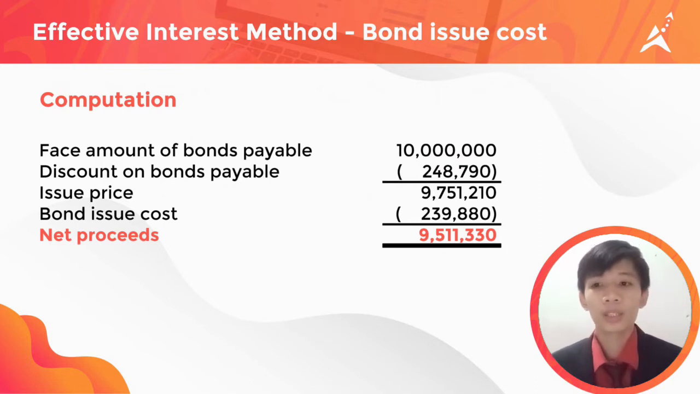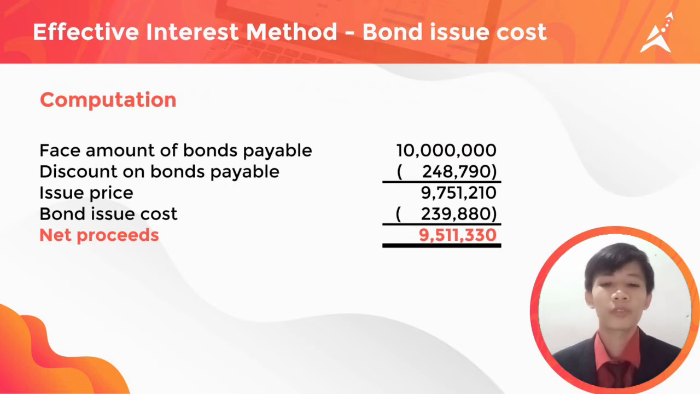So how did we get the discounts on bonds payable of 248,790? First, we will be getting the discount by deducting the face amount of bonds payable of 10 million by the issue price of the bonds before considering the bond issue cost of 9,751,210 pesos, which will result to the value of 248,790.